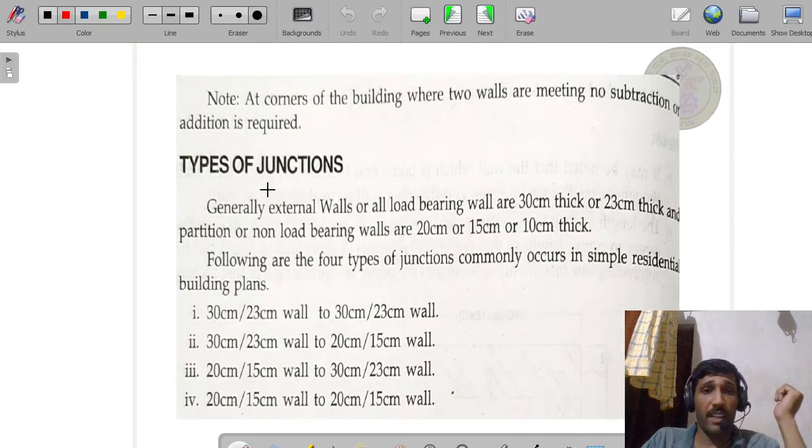Already what I told now, there are four types of junctions that commonly occur in simple residential buildings. One is the 30 centimeter 30 centimeter junction, another one is the 30-20 junction. Next, another one is the 20-30 junction and the 20-20 junction. These are mainly the four types of junctions which are formed. Either 30 or 23 centimeter, 230 mm or 300 mm, depending upon the wall or the residential building.